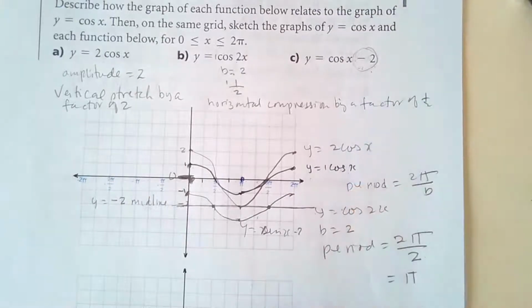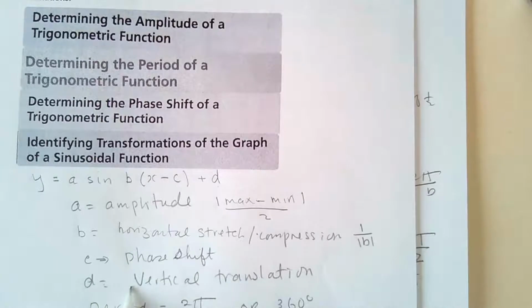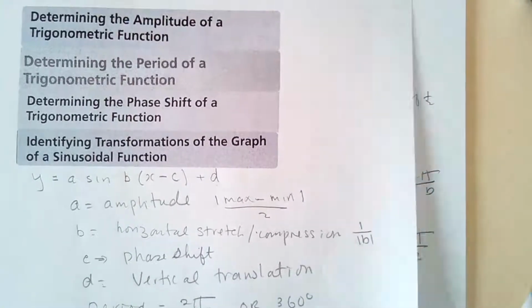So go back to original. So your D is a vertical translation. If it's negative, it's units down. If it's positive, units up.